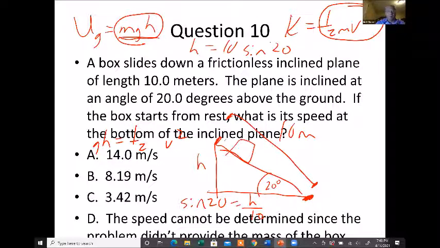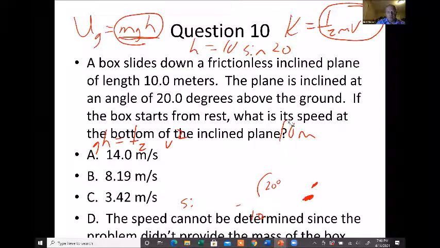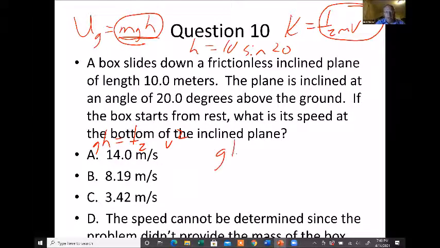So I'm going to erase a little bit here so I have some space. And before I plug in the 3.42, I'm going to go ahead and simplify my formula here. I'm going to solve it out for v. So I'm going to multiply both sides by 2 to get rid of the 1/2. So that'll make this go away. And then to solve for v, we would take the square root of both sides.